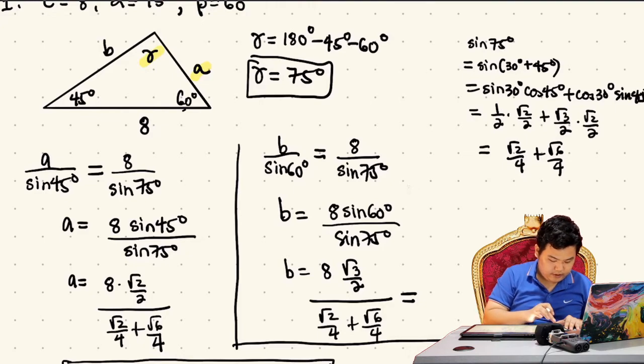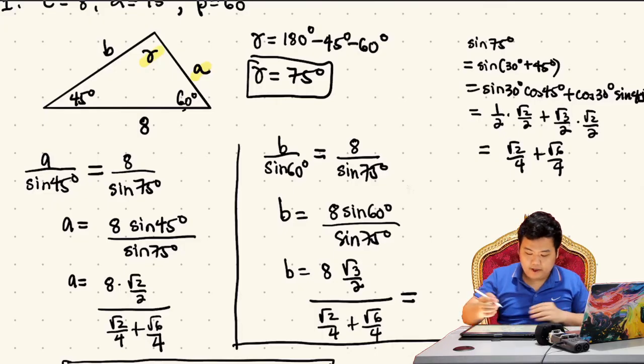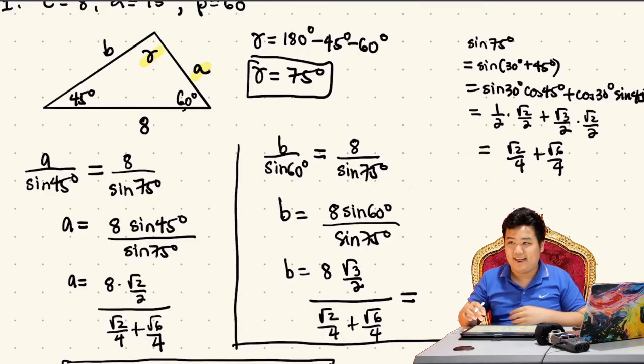Square root of 3 over 2, square root of 2 plus square root of 6. Pala dyan sa iPad ko na lang ginawa. Okay, so it turns out hindi pala kaya ng calculator kung i-simplify yan. So i-simplify na lang natin.